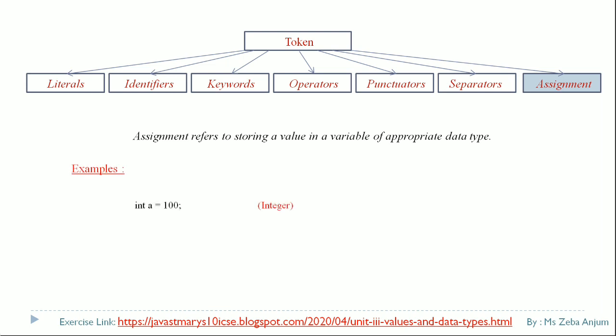Now the examples, let us see. int a equals 100. It is an integer data type value and we are storing 100 over there. So this is an assignment operator. Second one, for storing decimals we are having float. Again for storing a string, a sequence of characters, we are having string. So the string data type we have to use over here.